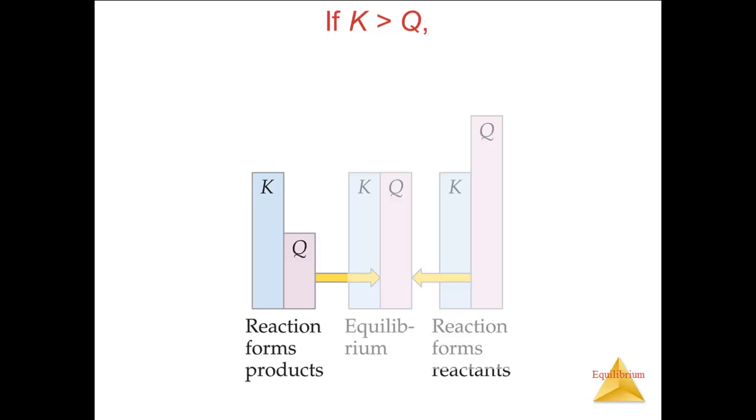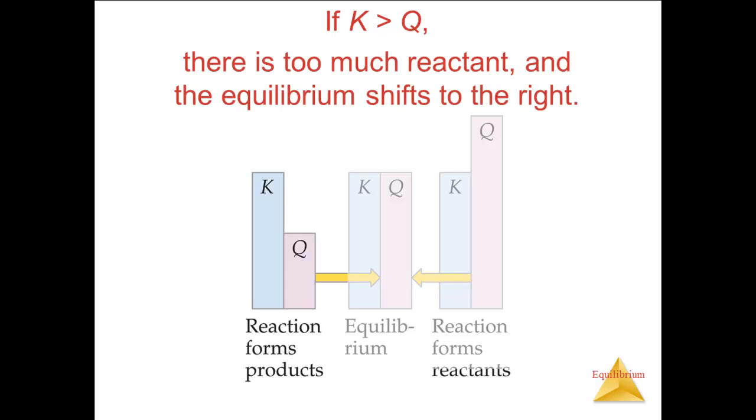If K is greater than the calculated value of Q, then there are too many reactants, and the reaction must move to the right to make more products to reach equilibrium. Note that again, if we put K first, then the greater than sign points to the right, the direction the reaction must move.